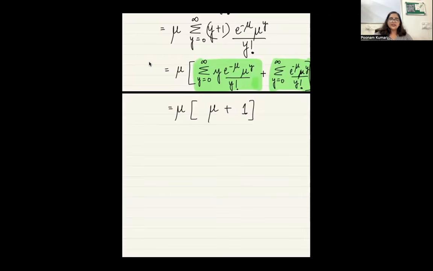So if you do this addition, what do you get? This is mu square plus mu. And this is my expected value of X square. And this is exactly what we wanted, right? यही तो चाहिए था, है ना? This is what we wanted.